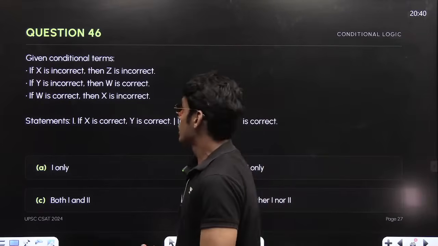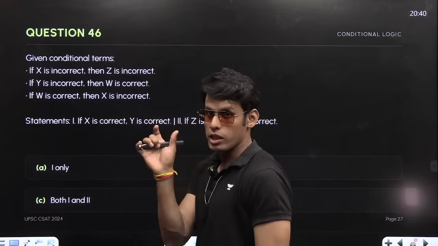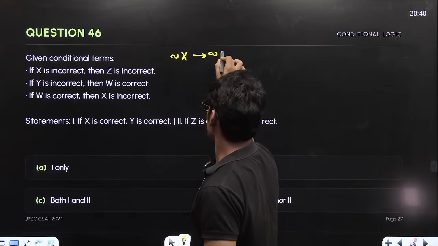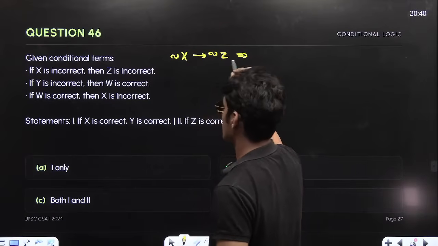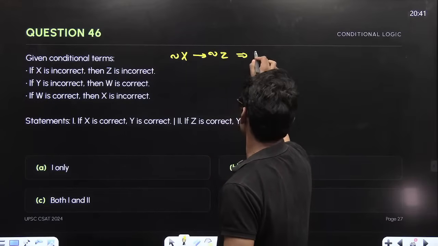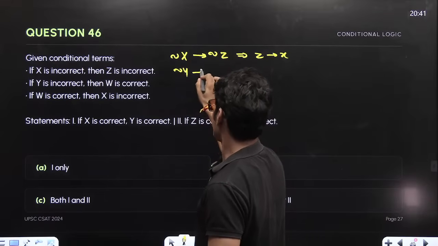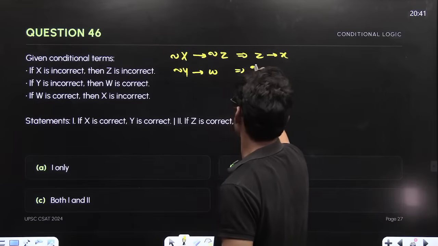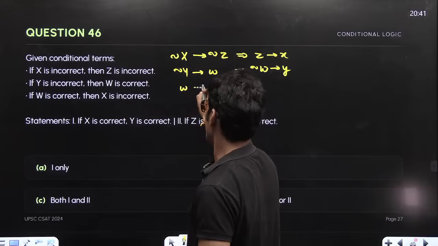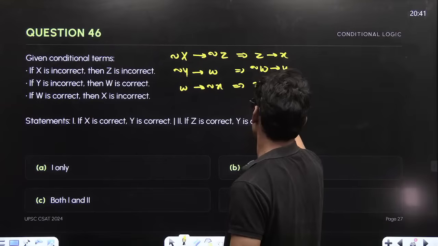Now, conditional terms. This is based on a very simple thing: not of X implies not of Z. This implies if X is incorrect, then Z is incorrect. This means if Z is correct, then X is also correct. If Y is incorrect, then W is correct. This means if W is incorrect, then Y is correct. If W is correct, then X is incorrect. This means if X is correct, then W is incorrect.